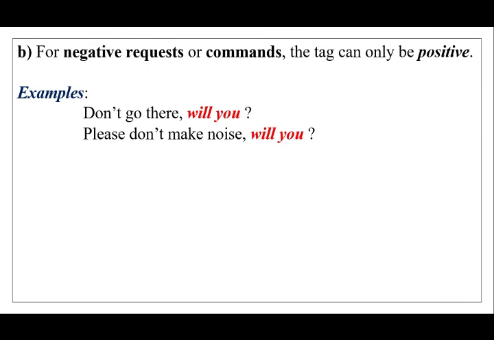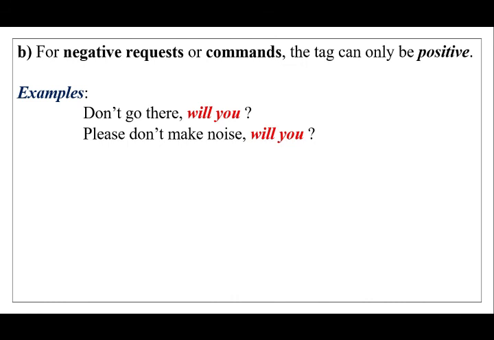But for negative requests or commands, the tag can only be positive. You are not going to have any options. There will be only one option, and you have to write the tag in positive only. For negative requests or commands, the tag can only be positive. Got it? Now look at the examples, it will be clear.